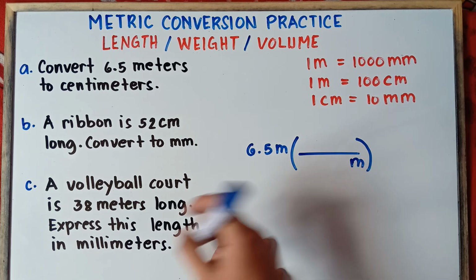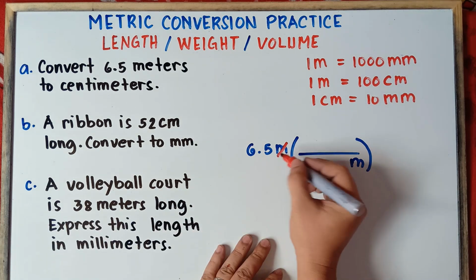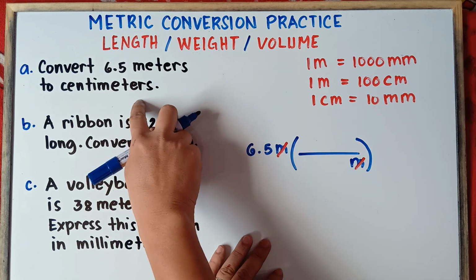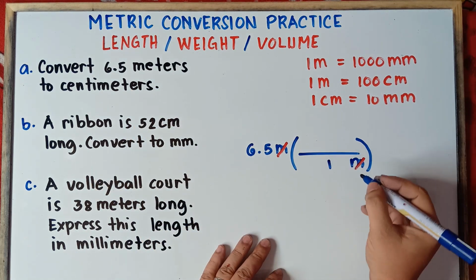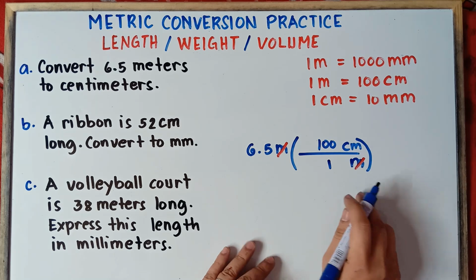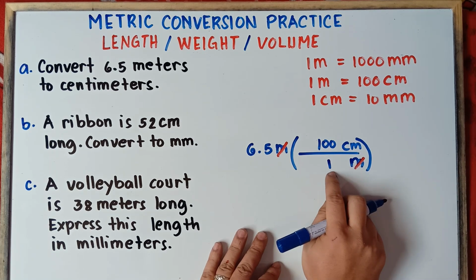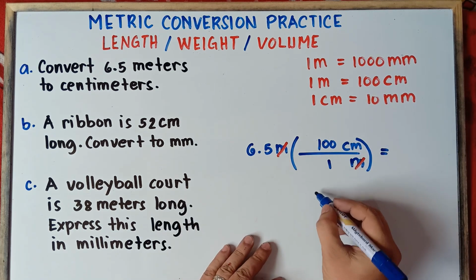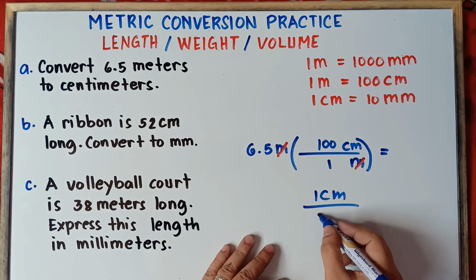Question, why is that, sir? So that we can cancel out the units. Then we convert meters to centimeters. So 1 meter is equivalent to 100 centimeters. Be careful, class, in writing the conversion. You will not write 1 centimeter equal to 100 meters.